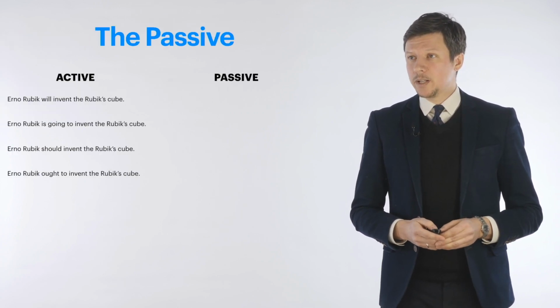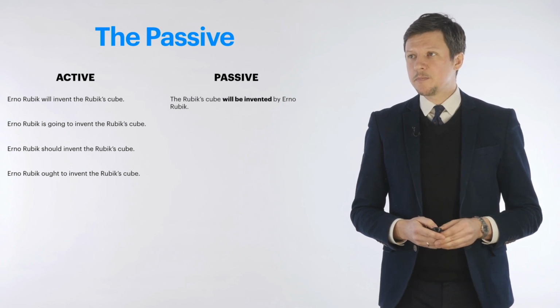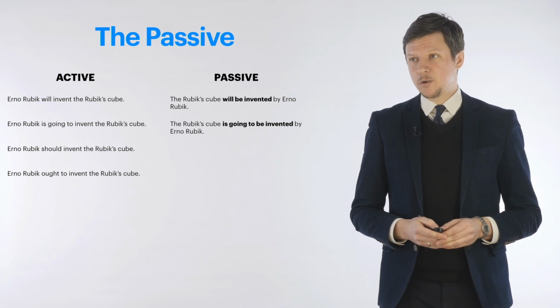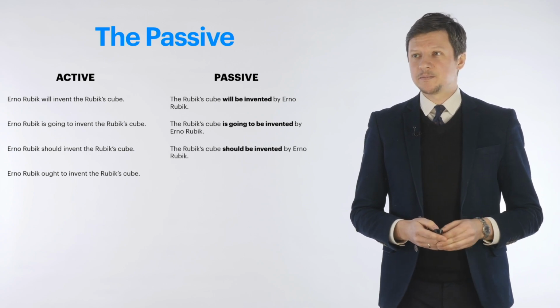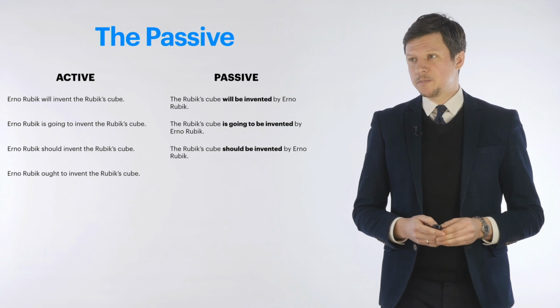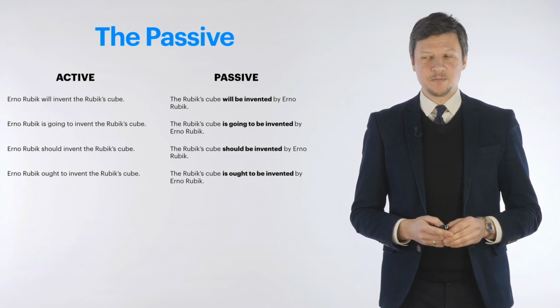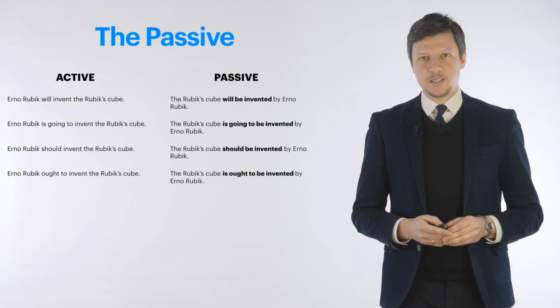Ernest Rubik will invent the Rubik's Cube. The Rubik's Cube will be invented. Ernest Rubik is going to invent the Rubik's Cube. The Rubik's Cube is going to be invented. Ernest Rubik should invent the Rubik's Cube. The Rubik's Cube should be invented. And Ernest Rubik ought to invent the Rubik's Cube. The Rubik's Cube ought to be invented.